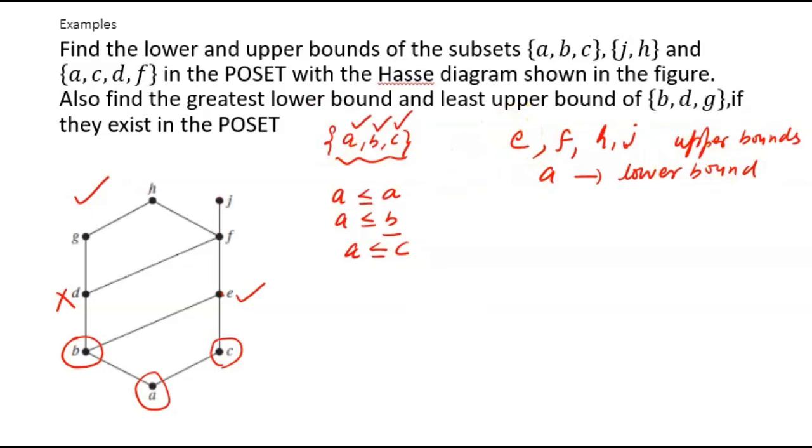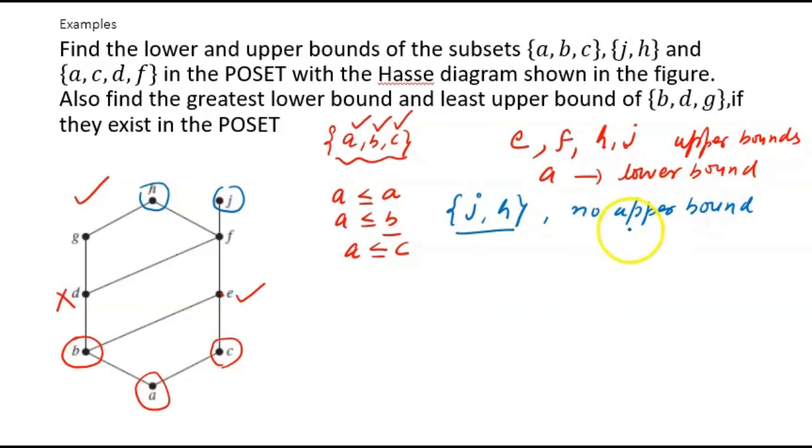Now let us take another example, where I am going to talk about the subset {J, H}. This is the element J and this is the element H, and we can clearly see that there is no element in the POSET which is greater than or equal to both J as well as H. J and H are non-comparable elements, and there is no element which is greater than both. So for this there is no upper bound. An upper bound may or may not exist for a particular subset. So here there is no upper bound.